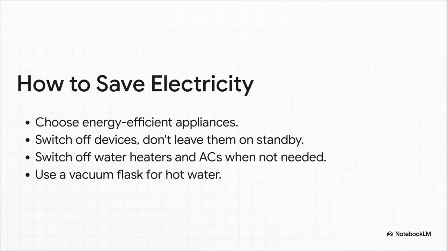So what can you actually do to use less of those kilowatt hours and maybe save some money? Well, it's easier than you think. When you can, choose energy-efficient appliances. Switch things off at the wall. That standby light is still using power. Be smart about big energy users like water heaters and air conditioners. And little things, like using a vacuum flask to keep water hot instead of reboiling the kettle, all add up.